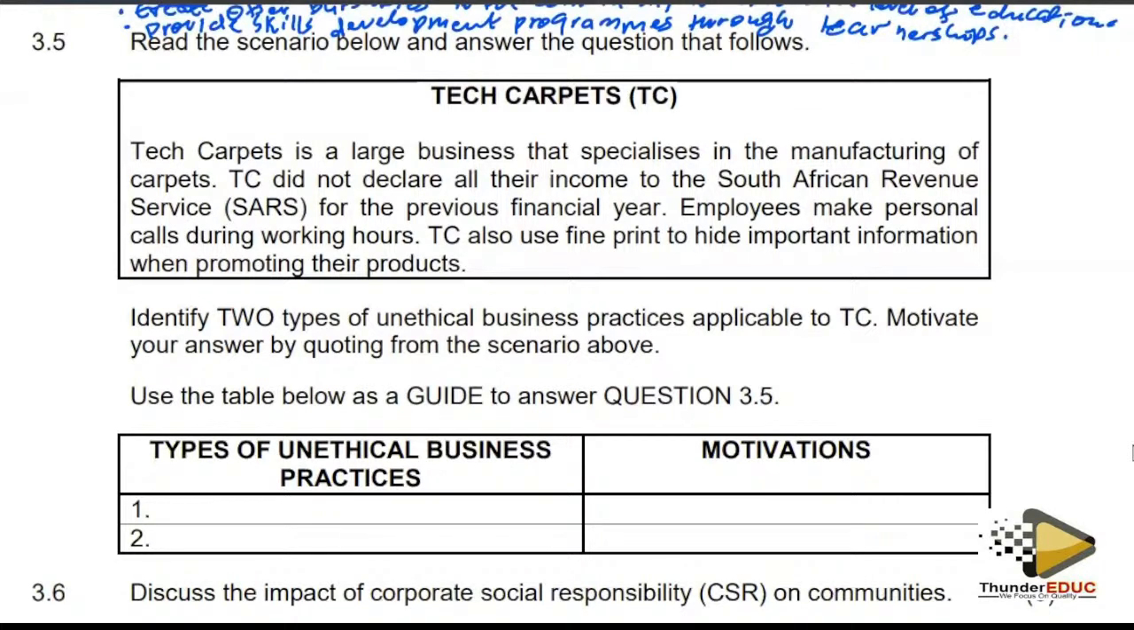Remember, learners, when the question says you must quote, the expectation is to pick the answer from the given scenario exactly the way it is. You don't change anything. In this regard, we are even given the table as a guide that you must follow. Here, we have the type of unethical practice, and the types that we have are taxation, and unfair advertising. For the business name, you can just say Tech Carpet.